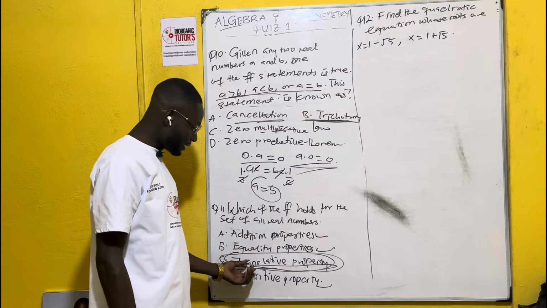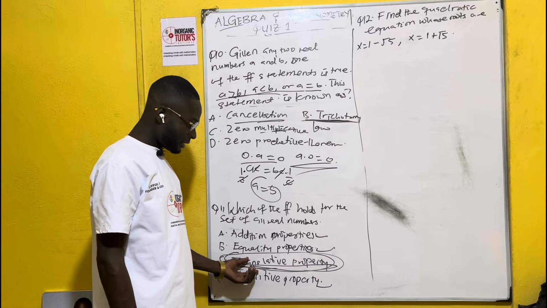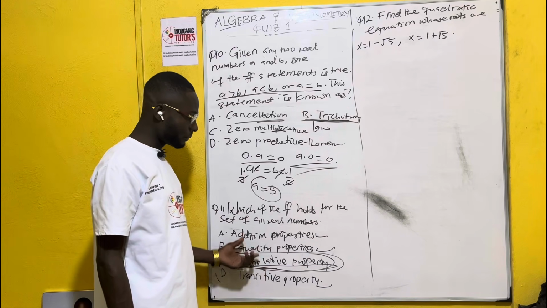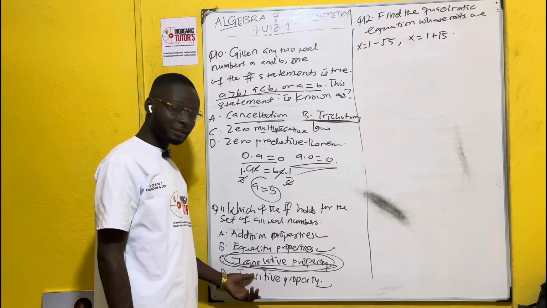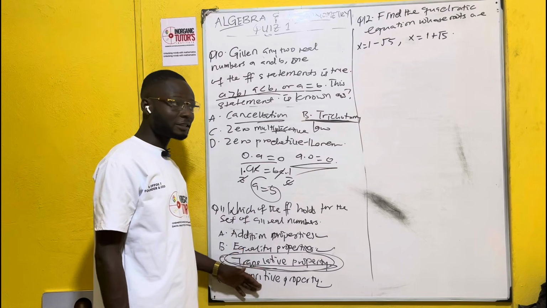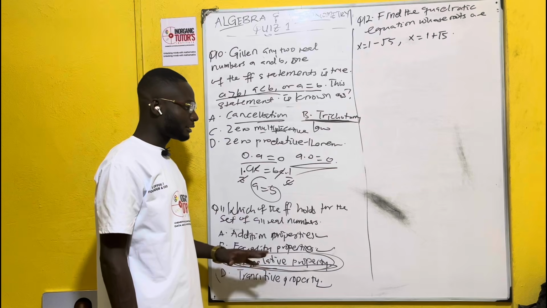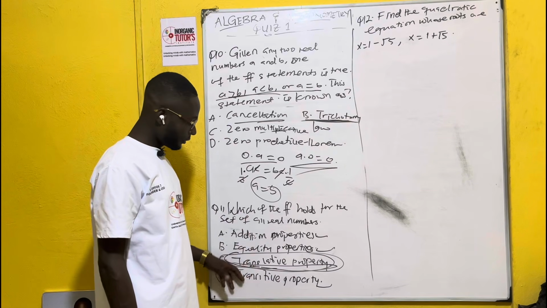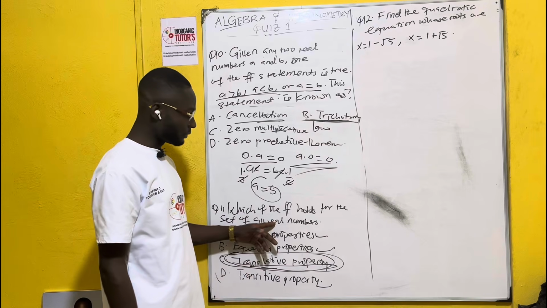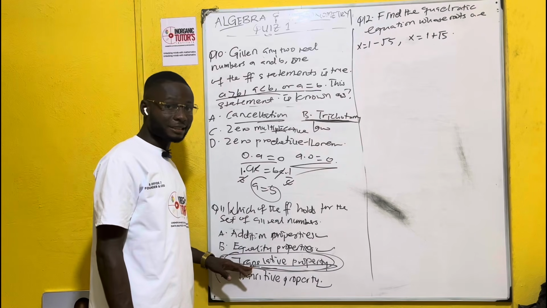So if you don't see this, then the rest are all properties of real numbers: addition, equality, transitive. Yes, these 3 are all properties of real numbers, except the translative property.